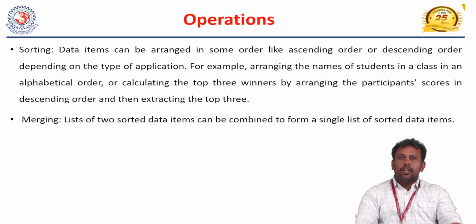Next, sorting. In sorting, data items can be arranged in order, either ascending order or descending order, depending on the type of application. For example, arranging the names of the students in the classroom in alphabetical order, or calculating the top three winners by arranging the participants' scores in descending order and then extracting the top three. That is another operation. And the last one is merging. Merging means concatenation. Two lists of sorted data items can be combined to form a single list of sorted data items. These are the operations of data structures.